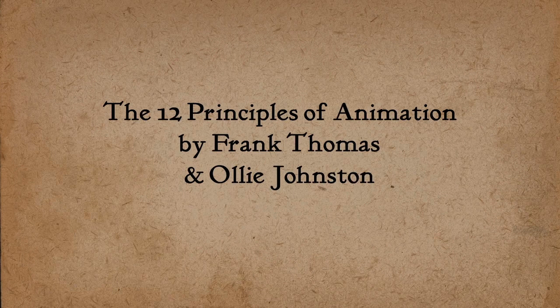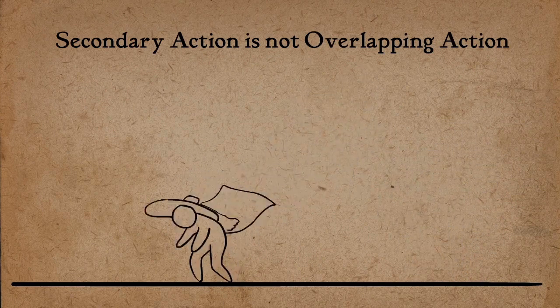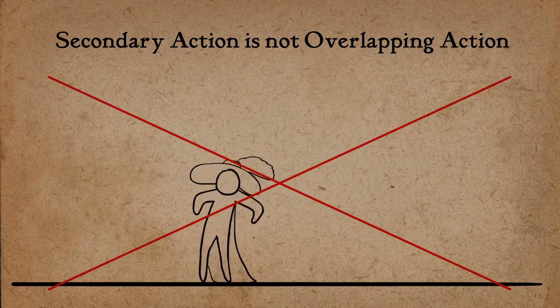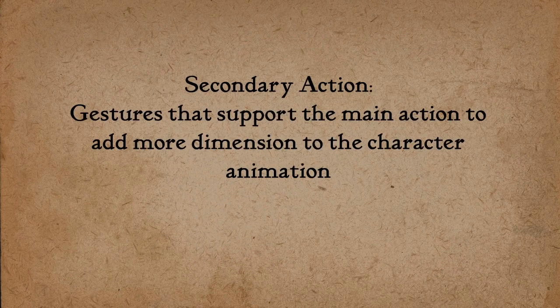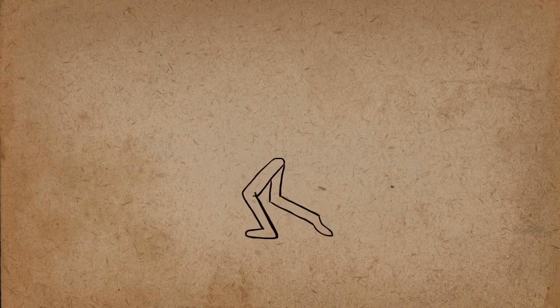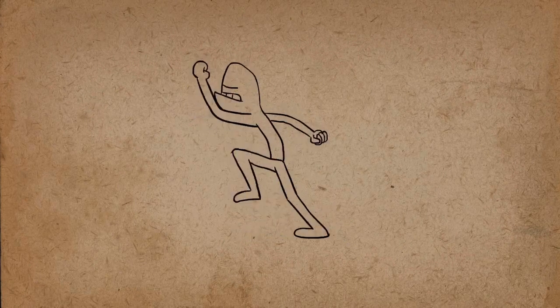Okay, the next principle is called secondary action. This principle is often associated with overlapping action, although according to Frank and Ollie, it means something very different. Secondary action describes gestures that support the main action to add more dimension to the character animation. For example, a character may be walking angrily. The primary action is the legs, and the secondary action is everything else: the arms swinging, the head bobbing, and the facial movements.